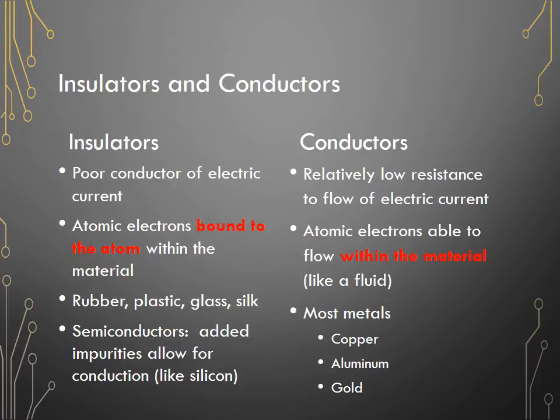Most metals are conductors, and most things that aren't metal are not conductors. But that's not hard and fast. So things like copper, aluminum, and gold are all extremely good conductors of electric current.